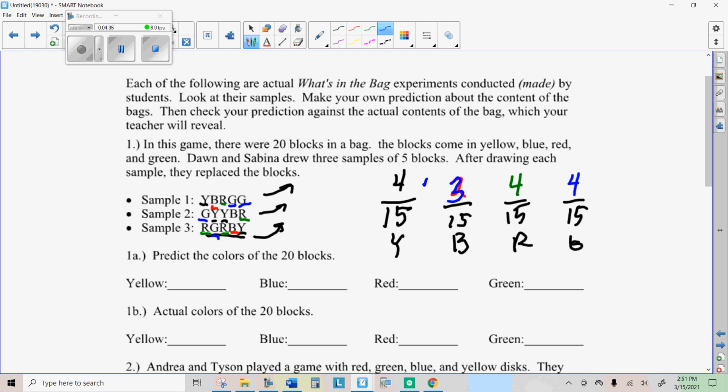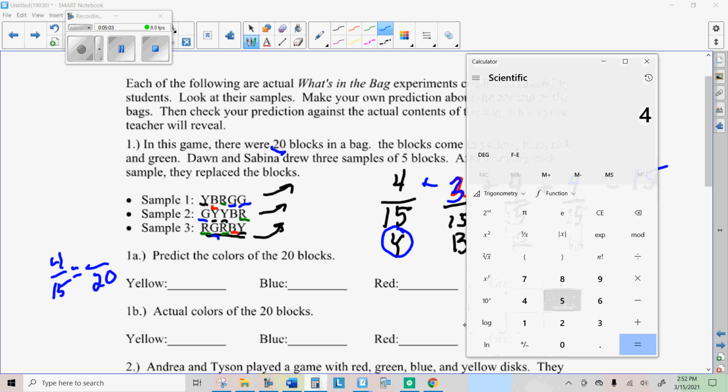So you really should make sure that these add up to how many total that you had in your sample. All right, now we're going to use a proportion. Since 4 out of my 15 were yellow, that should proportion out to some number out of 20. And to figure that out, we're just going to solve this proportion.